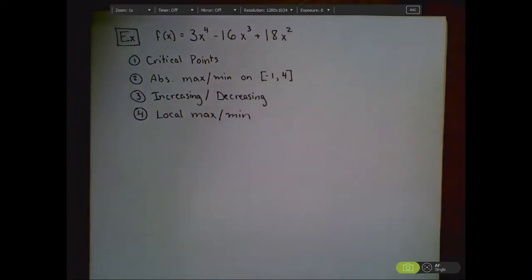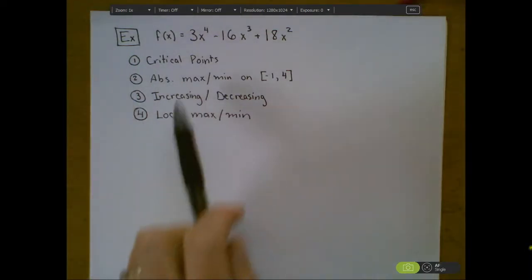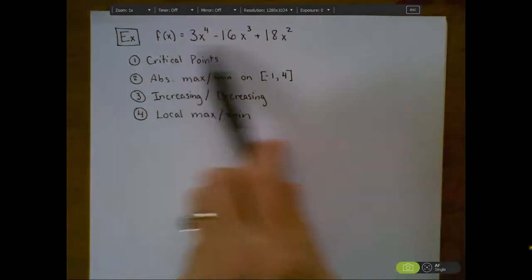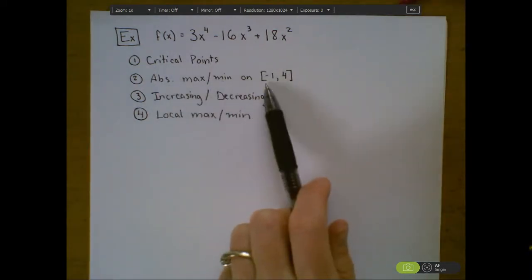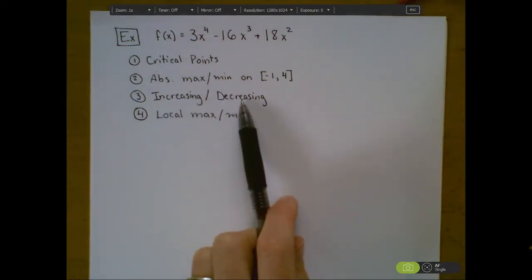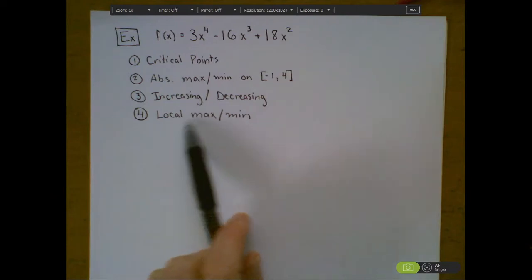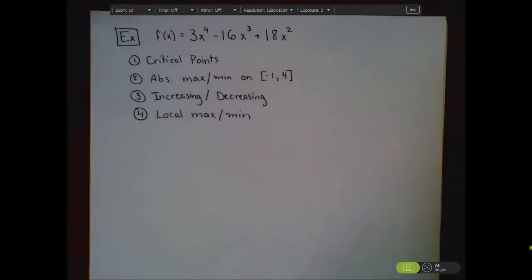So now we're going to take a look at an example of a function, and we want to use algebraic means to be able to evaluate all four of these things. We want to know what the critical points of this function are. We're going to find the absolute maximum and minimum values on a closed interval. We're also going to evaluate where the function is increasing or decreasing, and we're going to find the local mins and maxes. And we're going to do all this without graphing the function, and then we'll verify our work by graphing the function at the end.